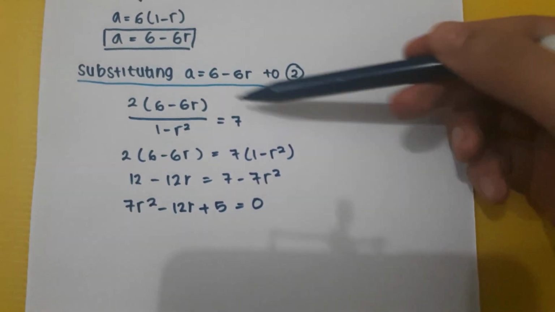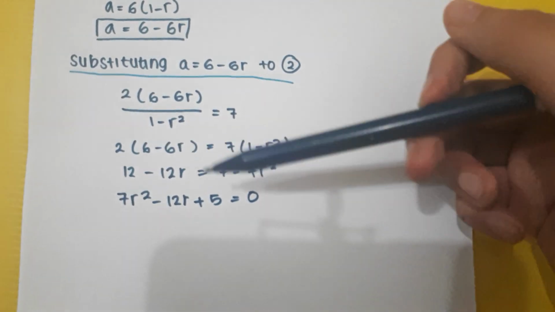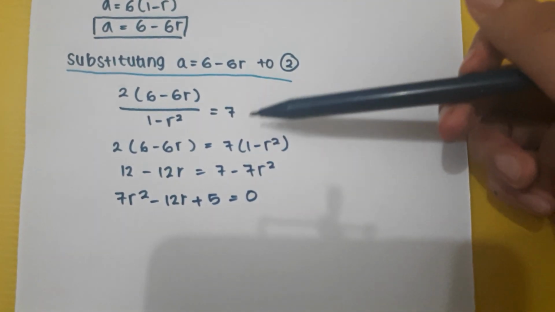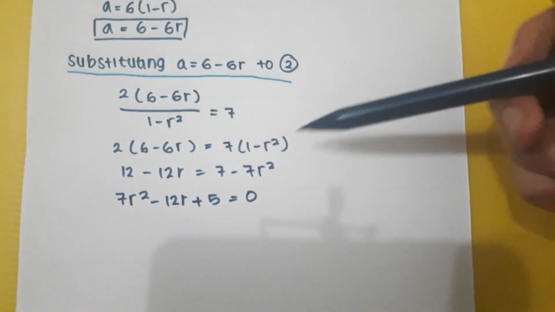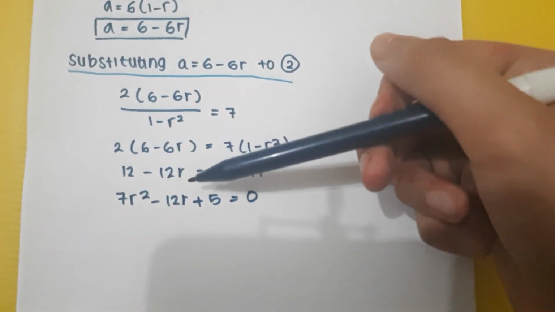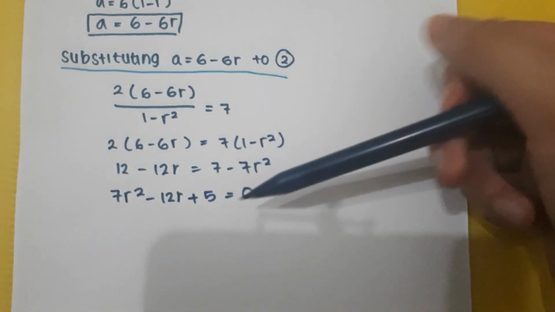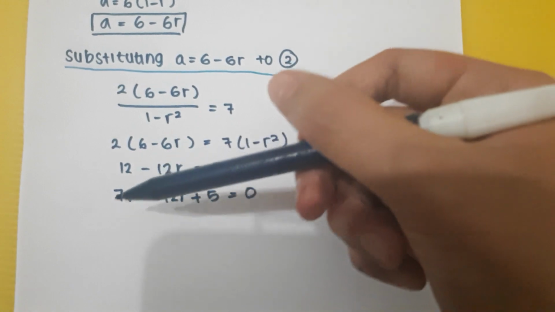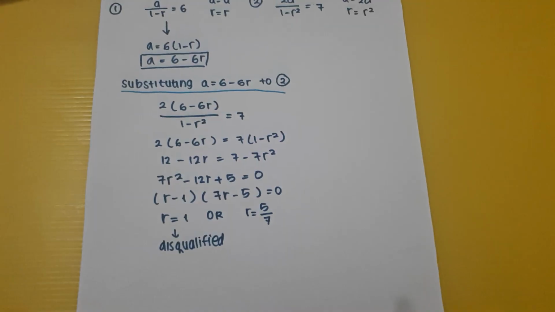Next, we will do the cross multiplication again. So 2 times 6 minus 6r will be equal to 7 times 1 minus r squared. And you will work this out to get 12 minus 12r equals 7 minus 7r squared. We move everything to the left-hand side, so we will get 7r squared minus 12r plus 5 equals 0.